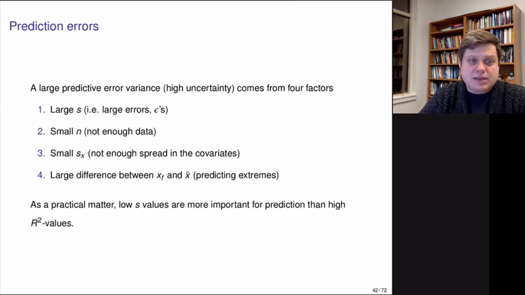As a practical matter, a low value of s is more important for prediction than high r squared values. And let us talk quickly about r squared values.